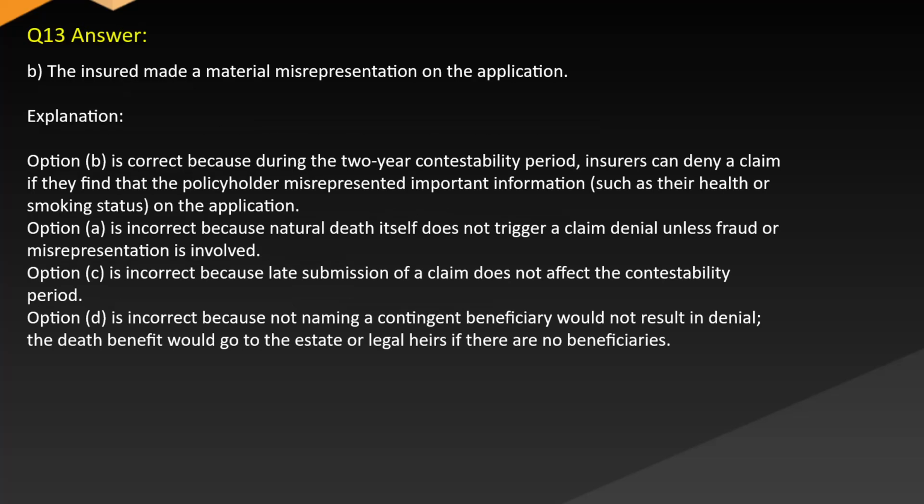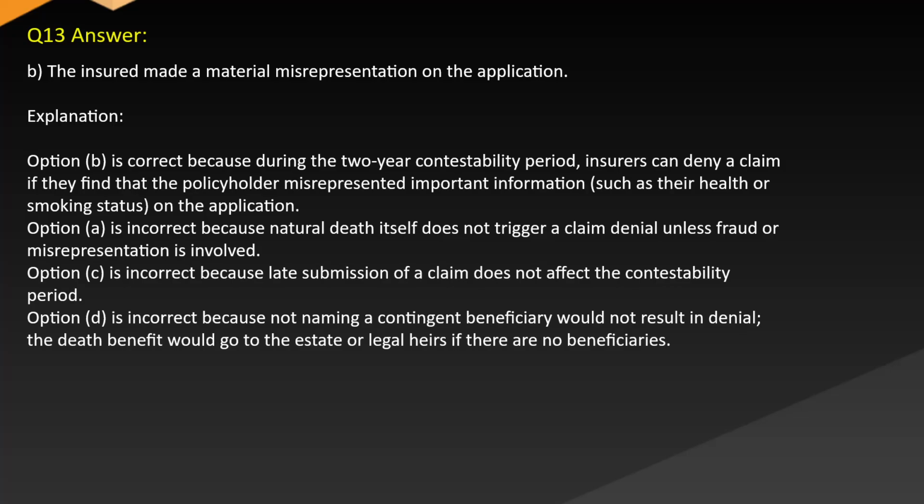Answer B. The insured made a material misrepresentation on the application. Explanation. Option B is correct because during the 2-year contestability period, insurers can deny a claim if they find that the policyholder misrepresented important information such as their health or smoking status on the application.